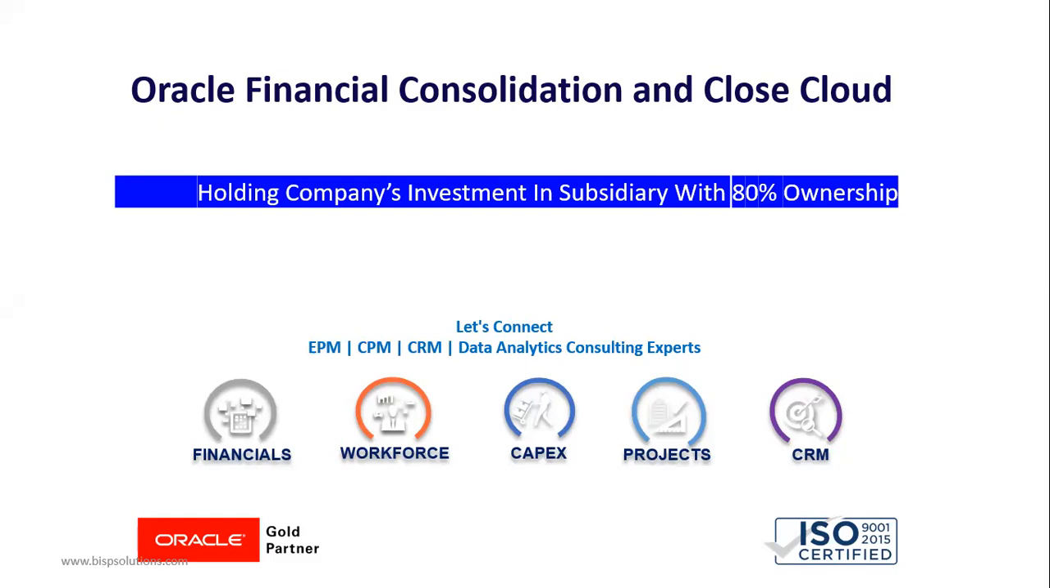So in today's case scenario, we are going to see the holding company's investment in subsidiary company with 80% ownership. So let's just go to our case scenario in Excel sheet that I've already prepared.